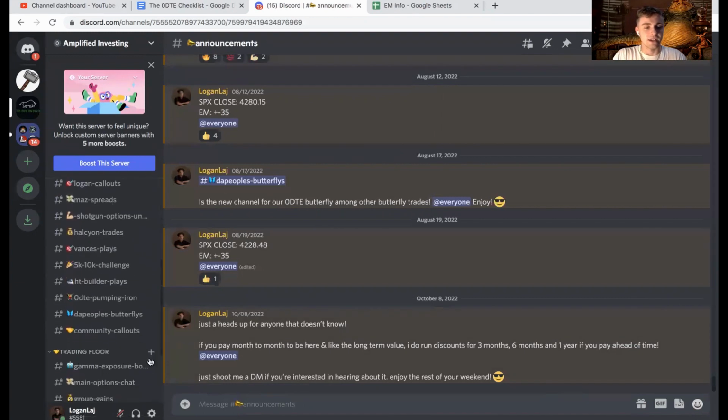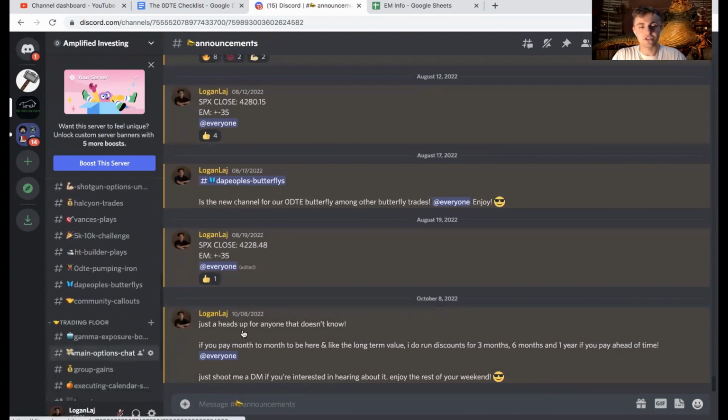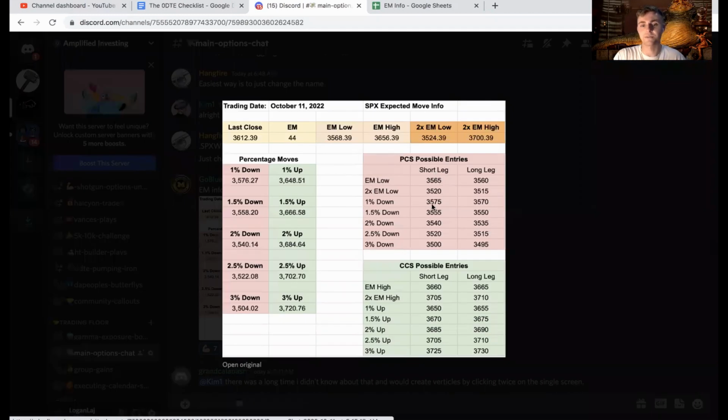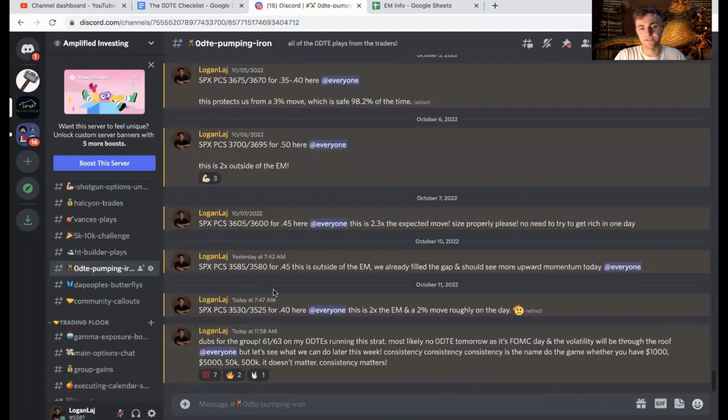So back to the main options chat. That was kind of what we were using today, right? And that was my decision making, was just this 2 times expected move low. I justified an 8% return. I let this run to expiration today. Totally good. Some people got in at 50, took it off at 10, still collected 40 credit.